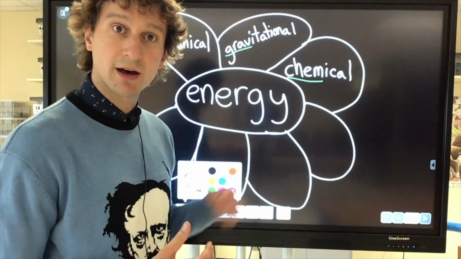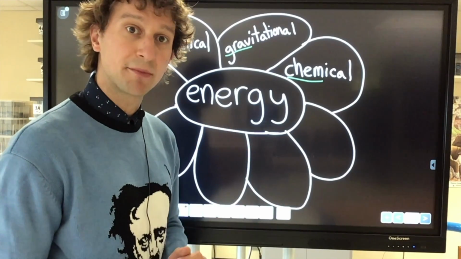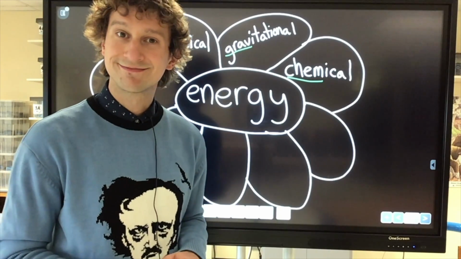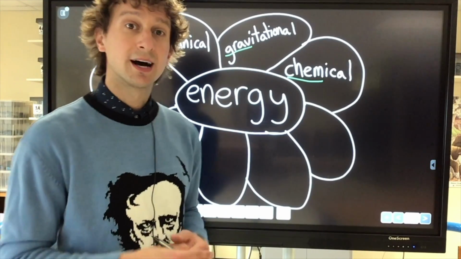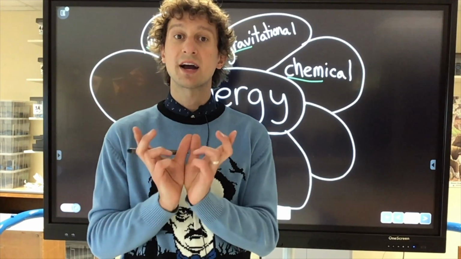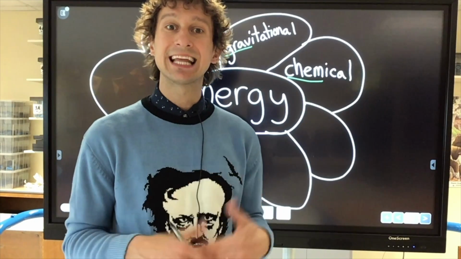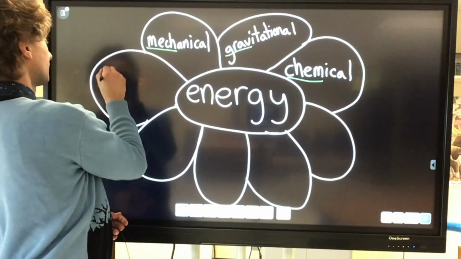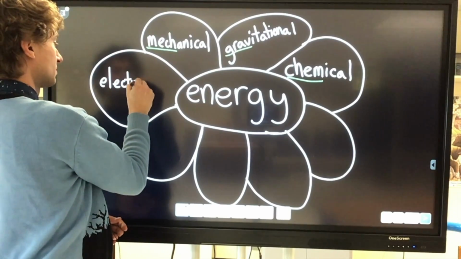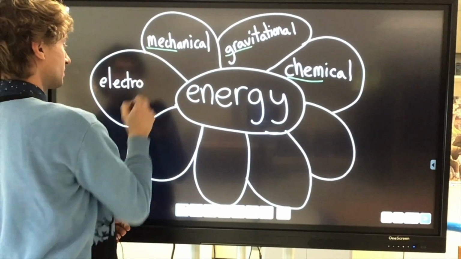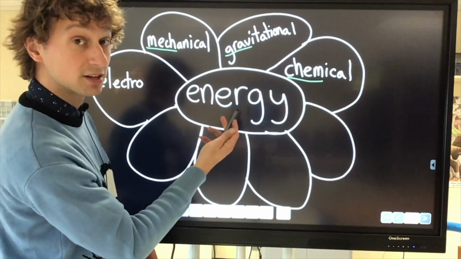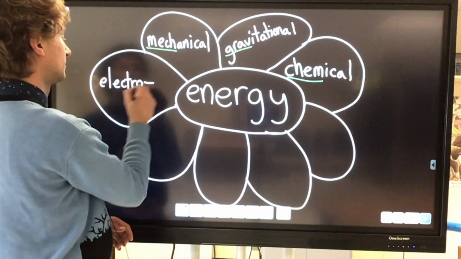Another kind of energy powers this screen, powers the tablet that I'm using, powers the screen that you're watching this on. What's that called? You might have said electrical. Electricity and magnetism are actually one force, one kind of energy. So we call that electromagnetism. Electromagnetism is all one word, but I'm already seeing I'm not going to have a lot of space. So I'm going to put a hyphen there.